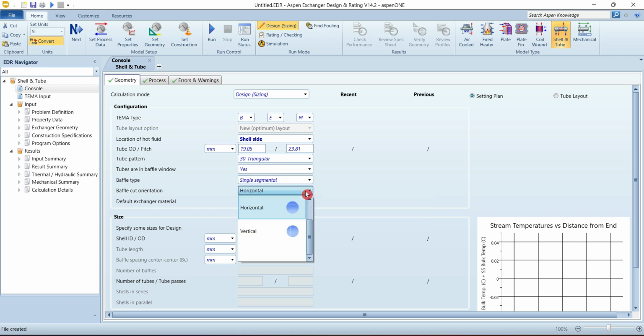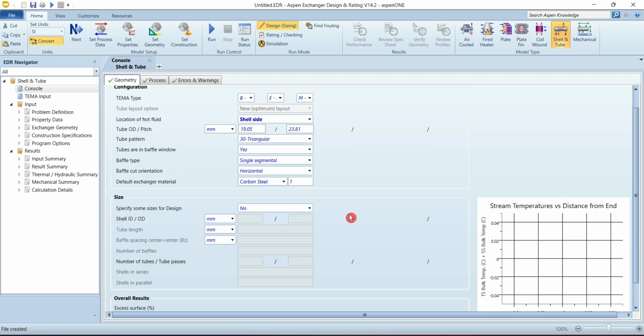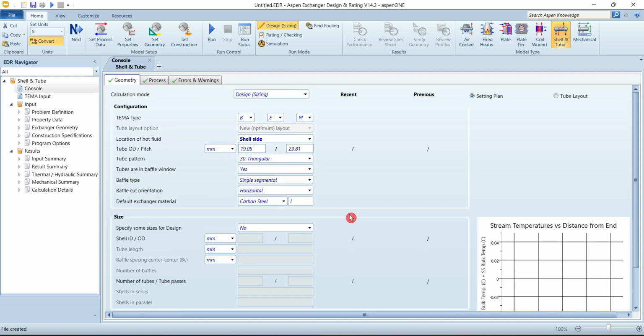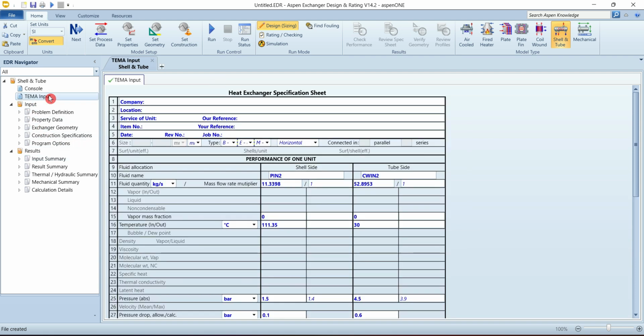Orientation, most of the time it's horizontal, but if there is any requirement for the vertical, because that will affect the flow regimes as well. The default material is taken for the tubes, carbon steel. So these are the default informations. There is a lot of information that we can play with, but let's stick to the default information.